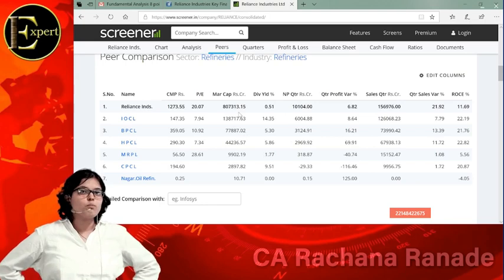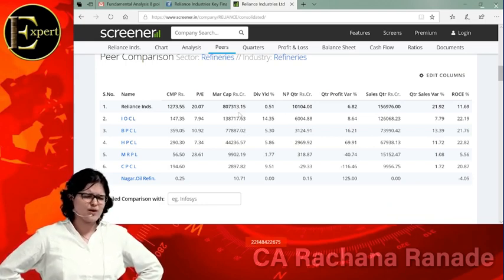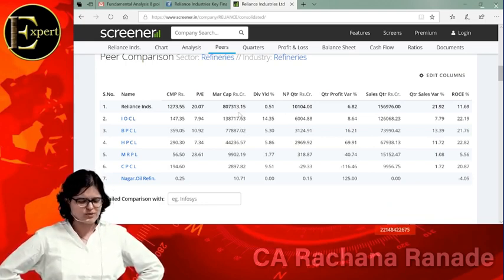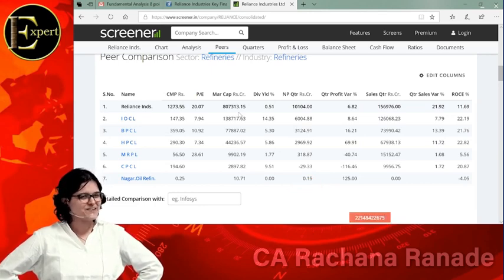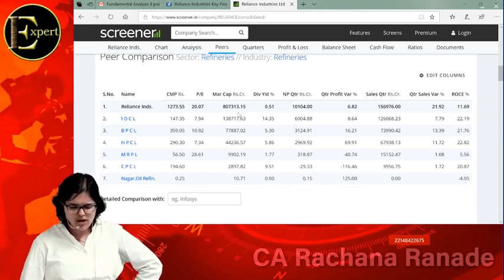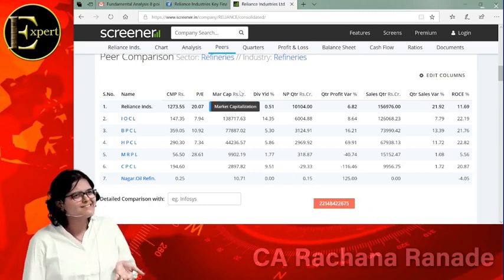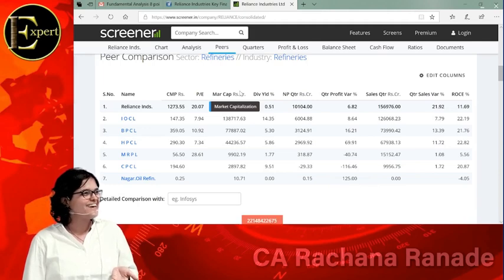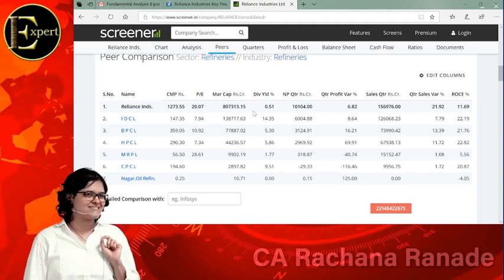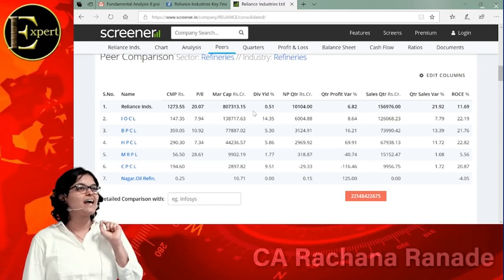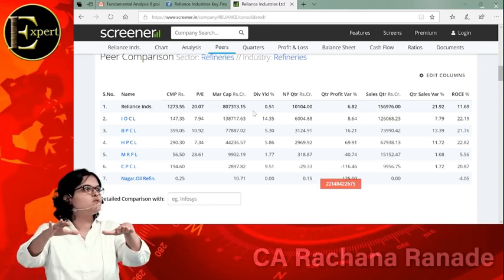Tomorrow if I want to buy out Reliance Industries, enough of Mukesh Ambani, now it has to be Rachna Ranade. Just as an example. So I'll have to shell out only 8,07,313.15 crores. That is the meaning of market capitalization: how much money I need to buy out the company today.